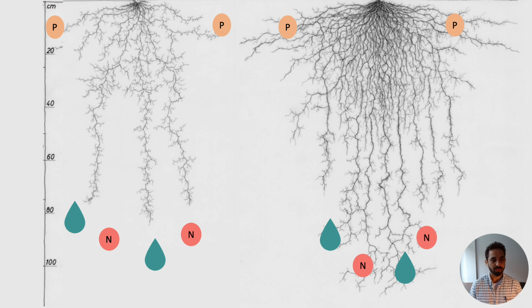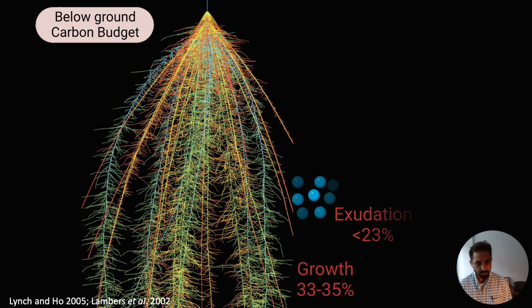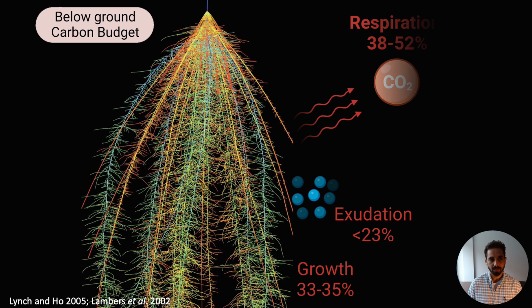And just to give you numbers on that, here is a below ground carbon budget of a generic root system, where we have exudation taking up about 23% of the daily photosynthesis. And then you have growth taking up about 35%. And then a lot of that carbon goes towards root respiration and the respiration for maintenance of the tissue. And especially in abiotic stresses that I have just described, this can ramp up to 50% of the daily photosynthesis.